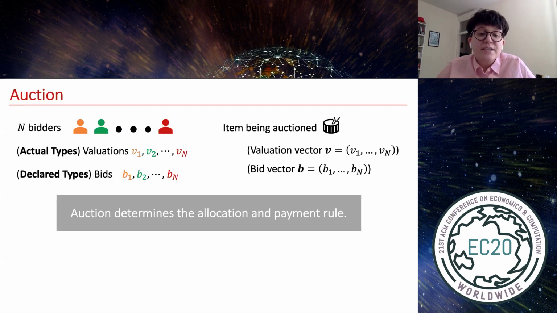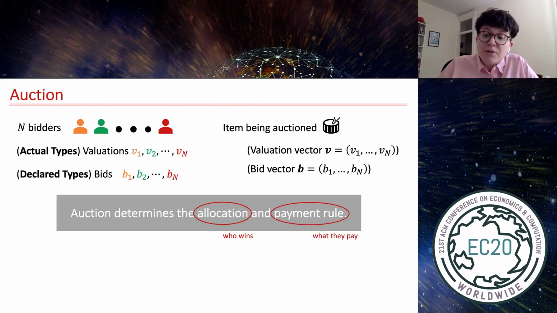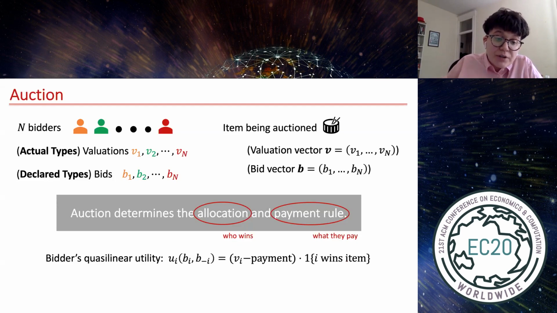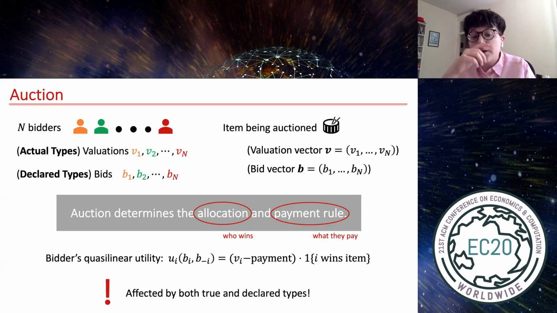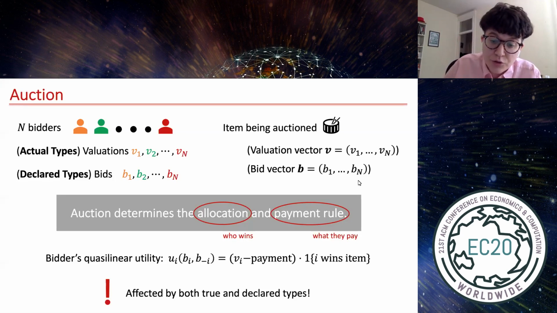And the auction is the mechanism that gets as input the bids, the declared types of the agents, and decides the allocation and the payment rule. The allocation rule is who wins the item, and the payment rule is what they pay. After this is decided, the bidder's quasi-linear utility is measured as follows: u_i, when bidder i is bidding b_i and all the other bidders are bidding b minus i, is value minus payment if the bidder wins the item that's currently being auctioned. I'd like to point out that despite the fact that the auction gets only the bids, the declared types, as input, the bidders' quasi-linear utility is affected by both the true and the declared types. True type because it's affected in the value, and declared type because this decides whether you win the item or not.